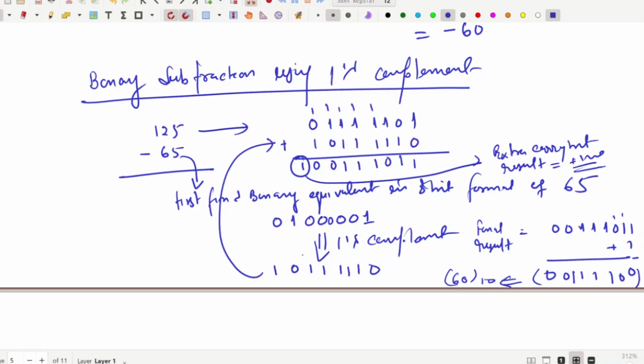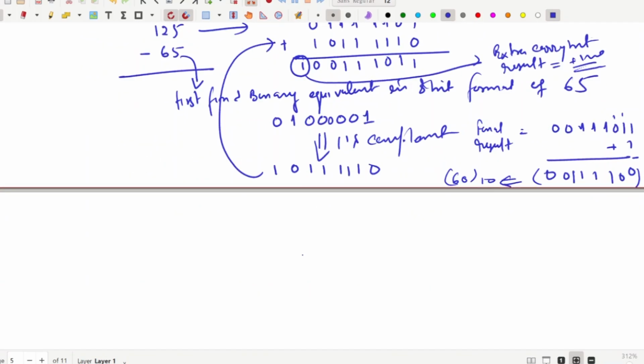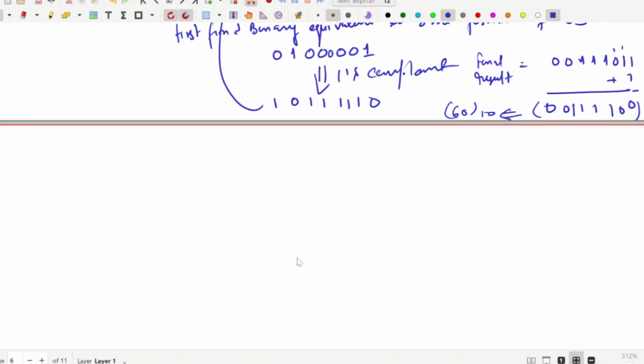Now what happens when the subtrahend is larger and we perform the subtraction using ones complement notation? Suppose the numbers are plus 65 and minus 125. Our first number is 65 minus 125. The result is minus 60. How do we do the same thing here?